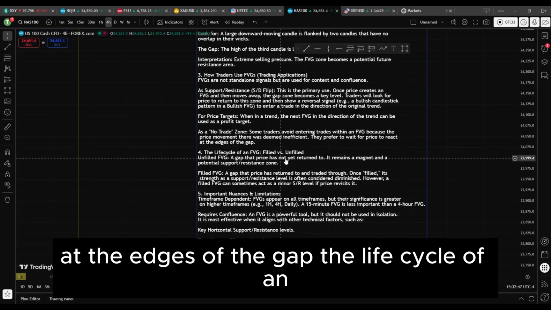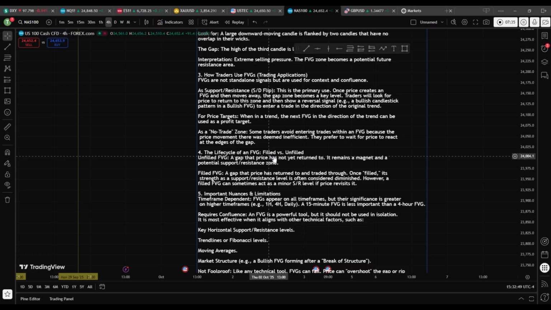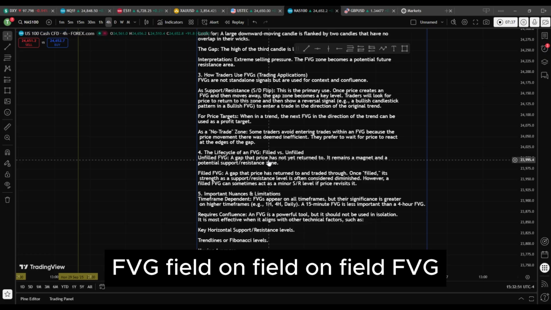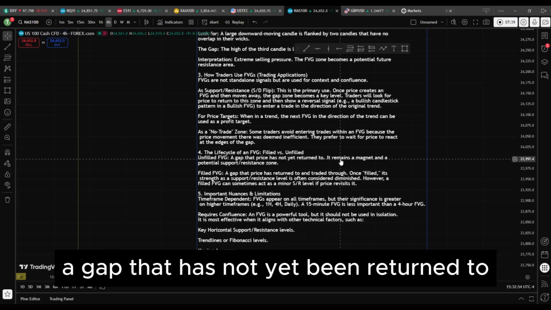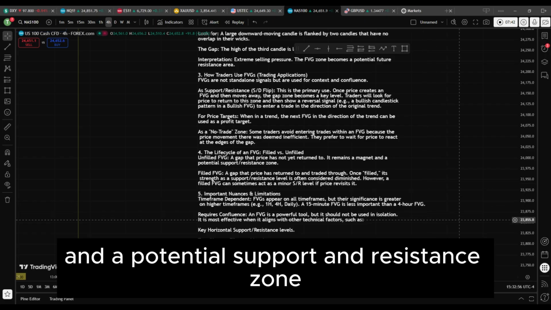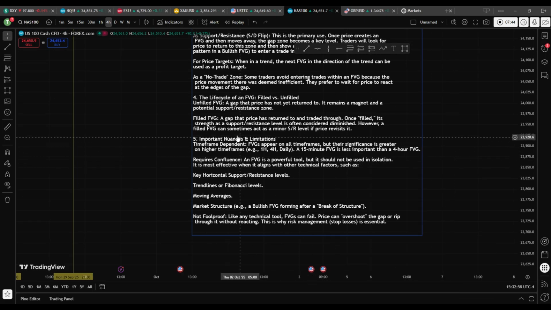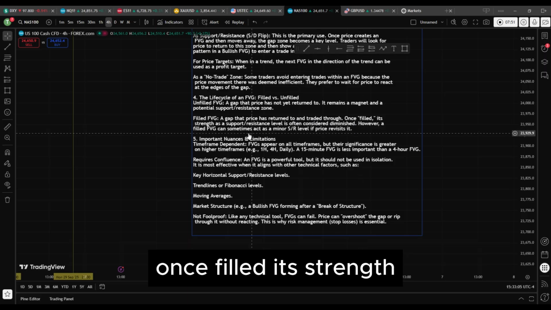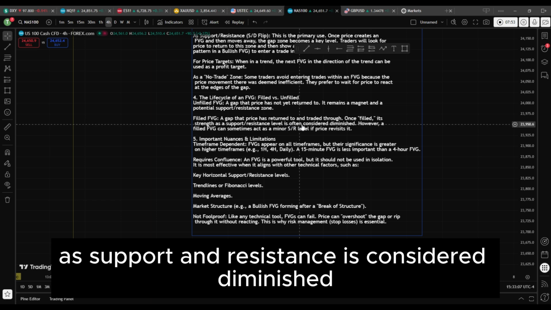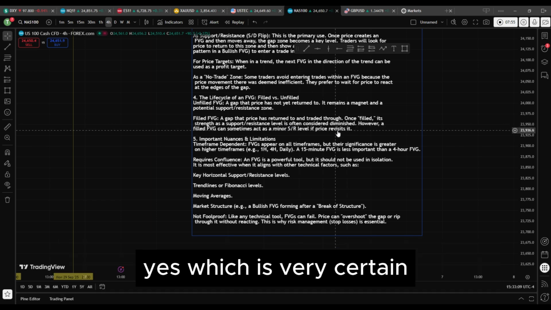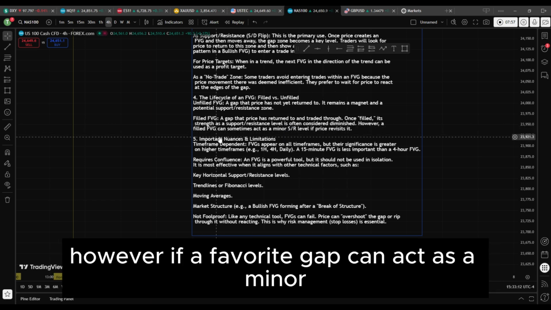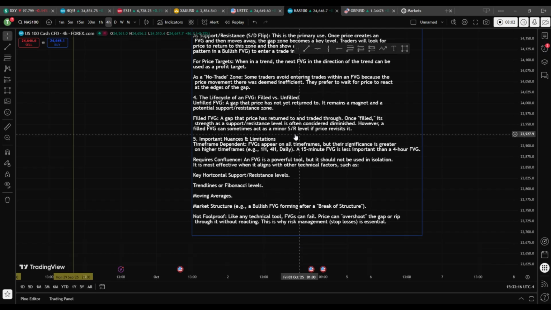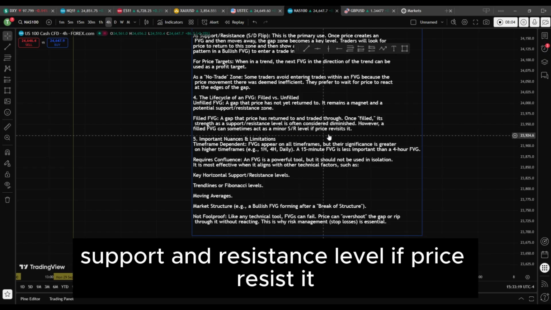The life cycle of an FVG: an unfilled FVG, a gap that has not yet been returned to, remains a magnet and a potential support and resistance zone. If you have a fair value gap that the price has returned to and traded through, once filled, its strength as support and resistance is considered diminished, which is very certain. However, a filled fair value gap can act as a minor support and resistance level if price reverses.